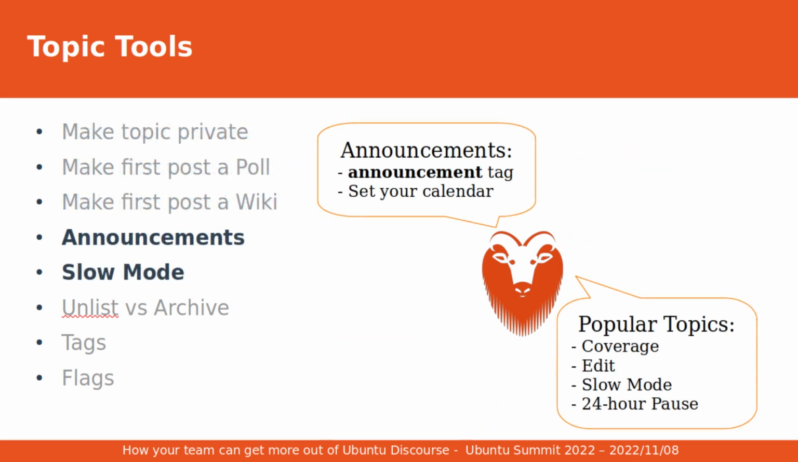Announcements. There are 2 ways to do announcements. The most common way, the way we use, is an announcements category. You make your topic, and then an admin moves that topic into the announcements category. When you make an announcement, mark your calendar on when it should be removed, when it's no longer valid as an announcement. Let a moderator know so that they can move that announcement out into some other category.